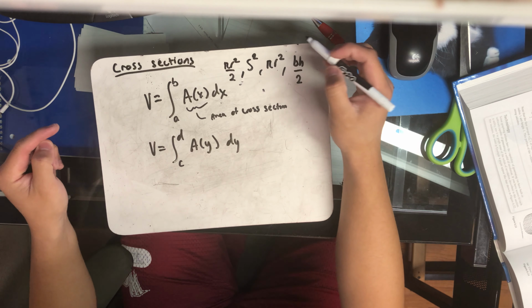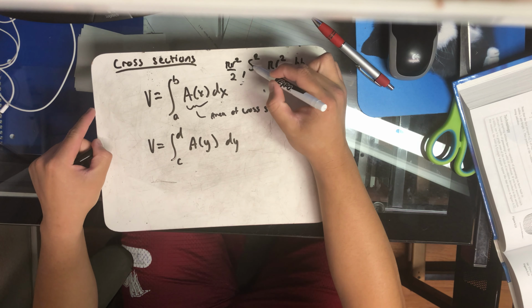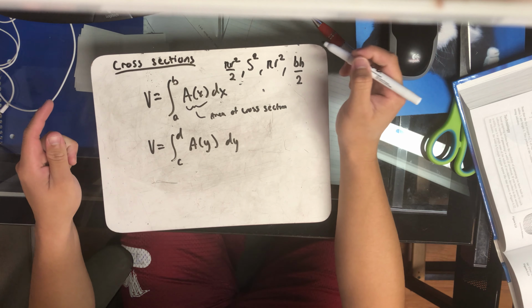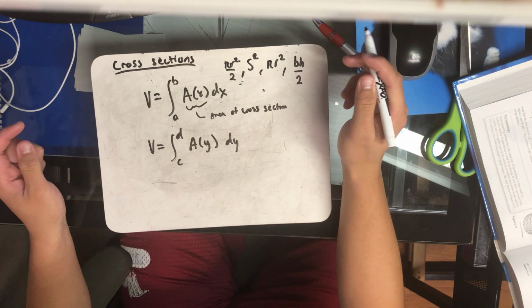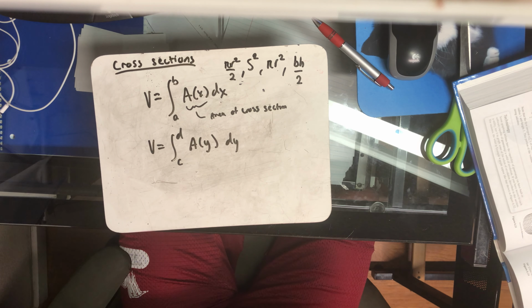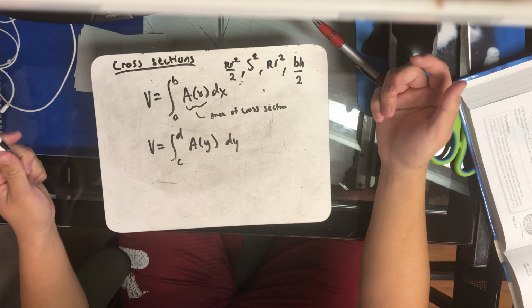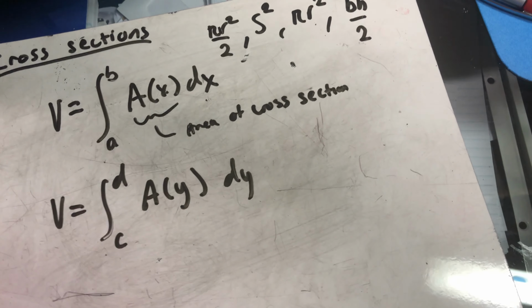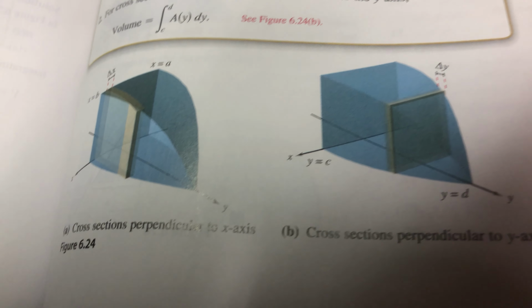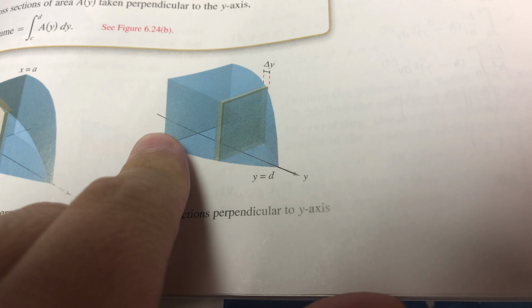And you might be wondering, how do you know what r or s or h is? When we do an example problem, I'll elaborate more on that. But for now, I really want you guys to be able to visualize this. So I have a resource right here that depicts very well how cross-sections look on a graph.